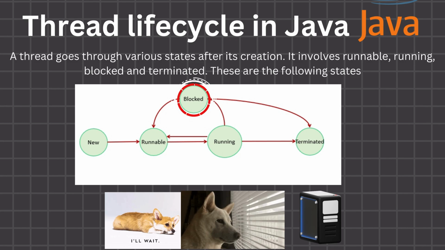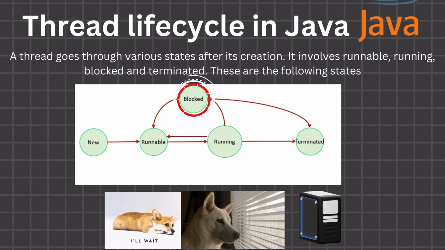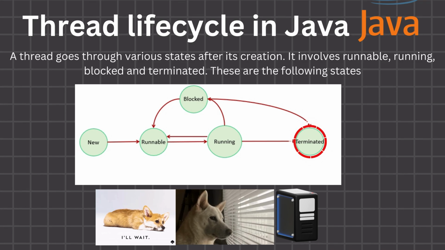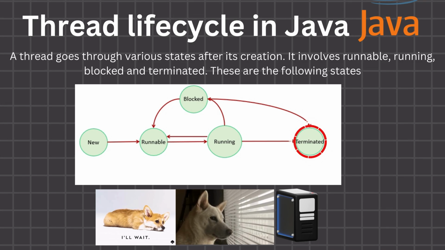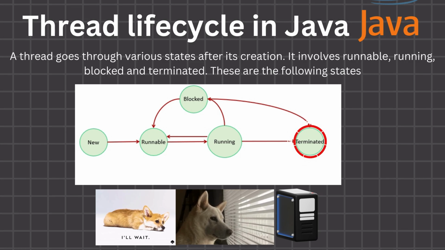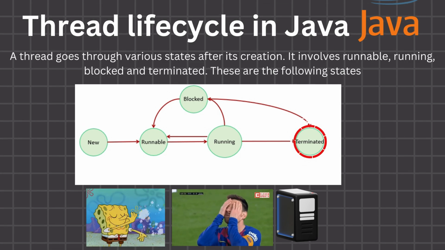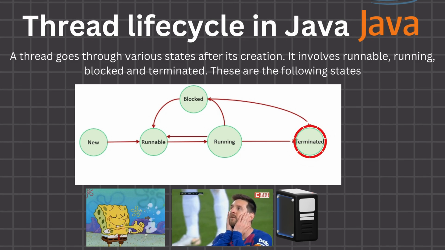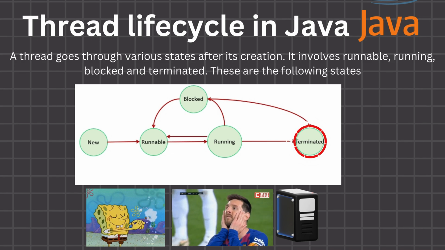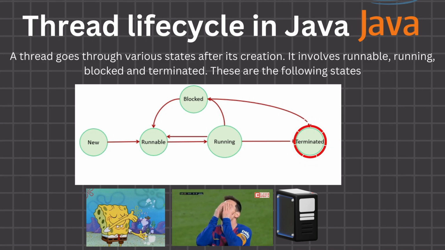It is possible for a thread to transition back to the runnable state from the blocked state. A thread can also enter the blocked state if it issues an input-output request to the CPU, in which case the CPU will put the thread into a blocked state until the request is fulfilled. When a thread finishes its task or is forcibly killed due to some error or event, it enters the terminated state, which is the last stage of its life cycle.